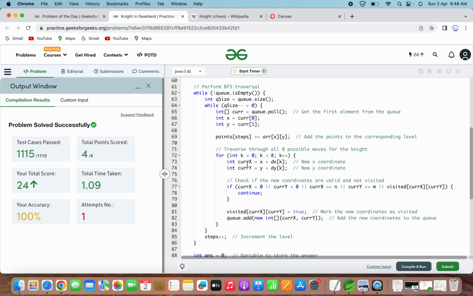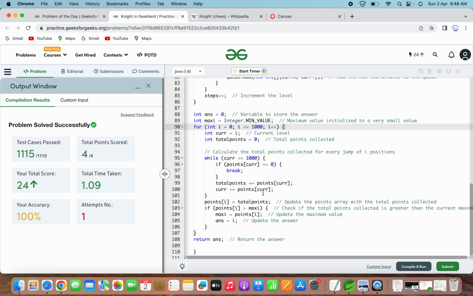The second part of the algorithm, where we are calculating the maximum score, takes big O of p log p time. This is because the points array has a length of 1001, which is a constant value, and the while loop inside the loop runs at most log p times for each iteration of the loop, where p is the maximum number of jumps possible from the starting cell. Therefore, the total time complexity for this part is p log p.